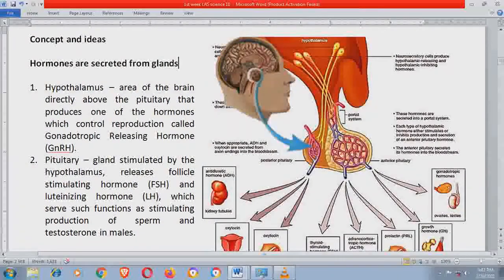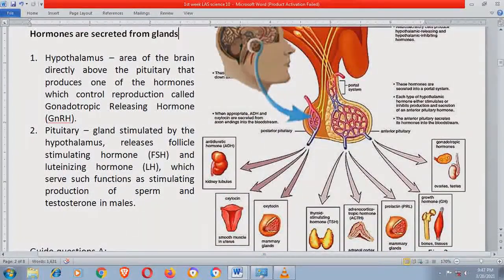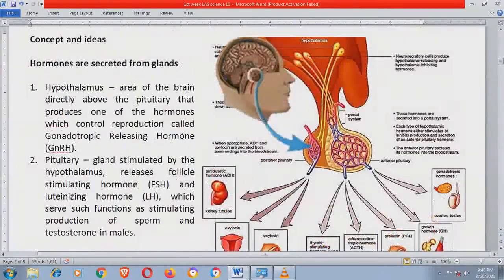Okay. So, area of the brain directly above the pituitary. So, makikita niya dito, yung picture na to, it explains the pituitary gland. Ayan. So, kung makikita natin sa picture, pituitary gland is divided into posterior pituitary and anterior pituitary. So, sa ibang book, ang nakalagay dito is posterior lobe and anterior lobe. Okay? So, yun, nasa ilalim siya. Directly below the brain, ang hypothalamus.